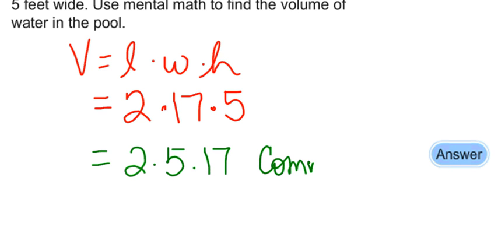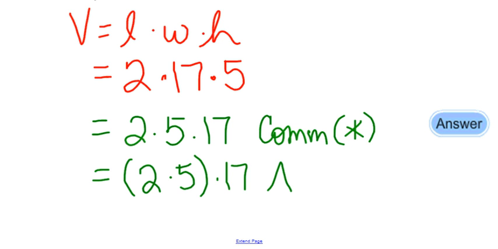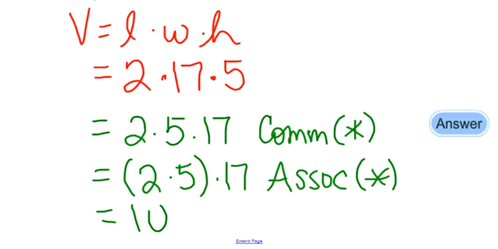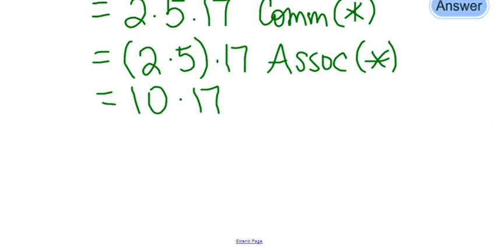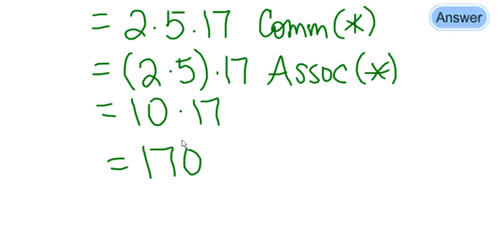So if I'm going to reorder it, that's the commutative property of multiplication. Then I want to group the ones that I want to multiply first. So I want to actually multiply 2 times 5 first because that's pretty easy for me. So that's the associative property of multiplication. So 2 times 5 is 10 times 17, and that's very easy for us to do mentally. So it's 170 feet cubed.